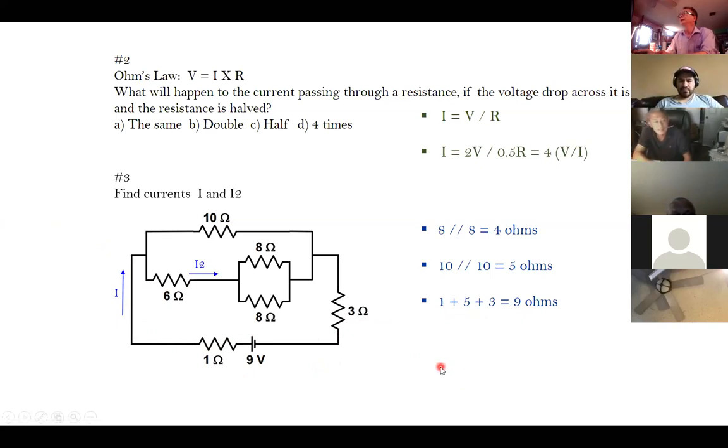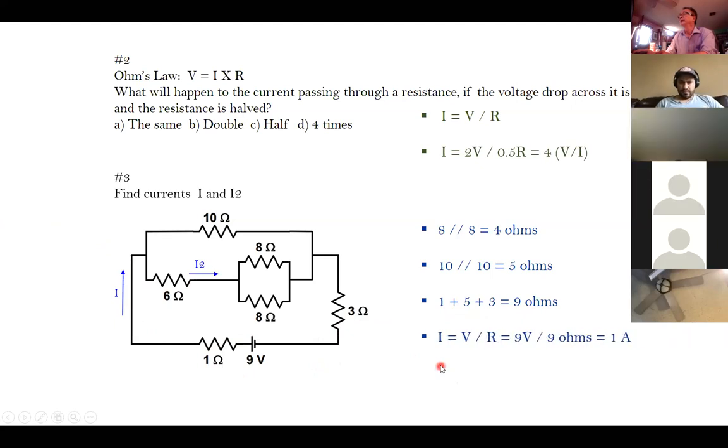Okay? I equals V divided by R. 9 divided by 9 ohm, so that current will be 1 ampere. Okay. I joule equal 0.5.